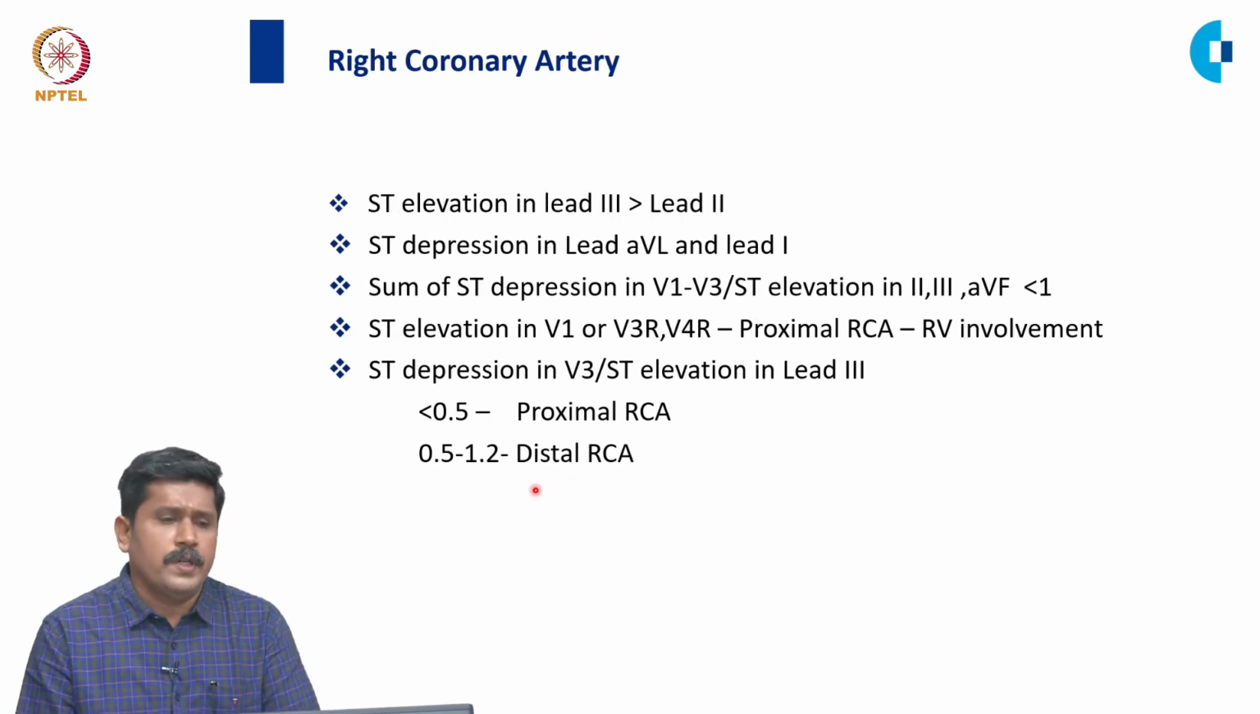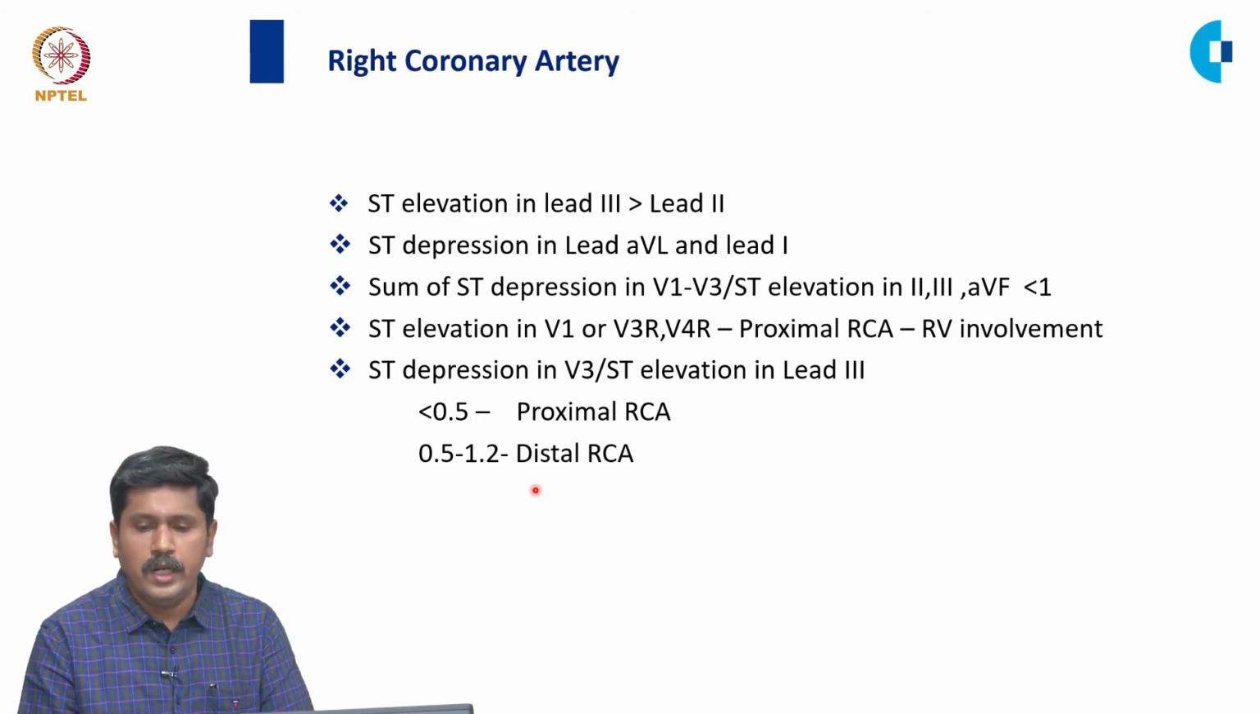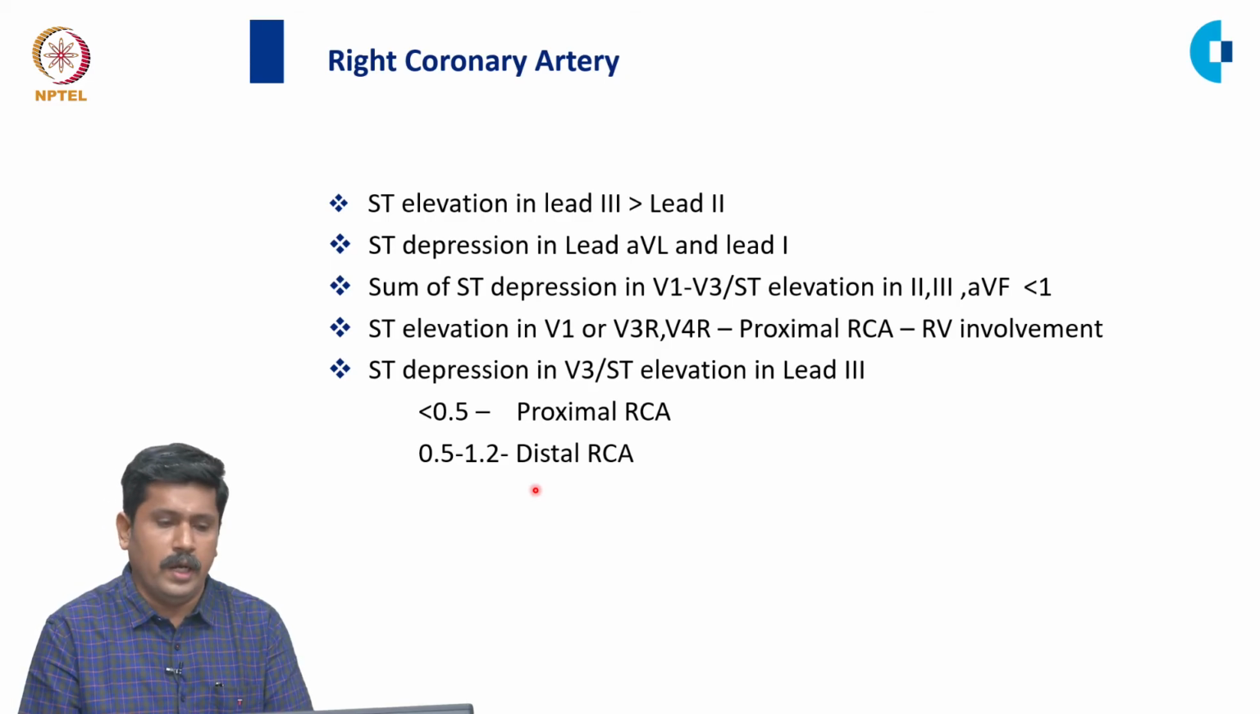So the ECG manifestations in a patient with a right coronary artery occlusion: there will be an ST elevation in lead 3 more than lead 2 and ST depression in lead 1 and AVL. The sum of ST segment depression in V1 to V3 divided by ST elevation in lead 2, 3 and AVF is less than 1. So it's basically that the ST elevation in inferior leads should be more than the ST depression in V1 to V3 in case of a right coronary artery occlusion.